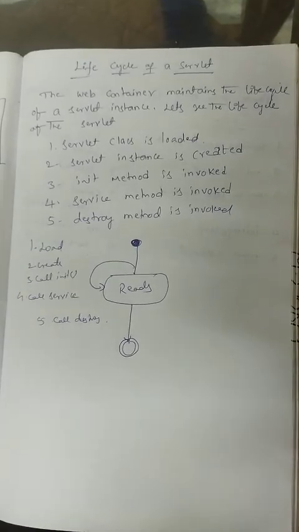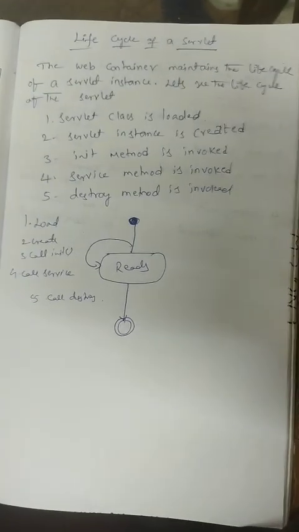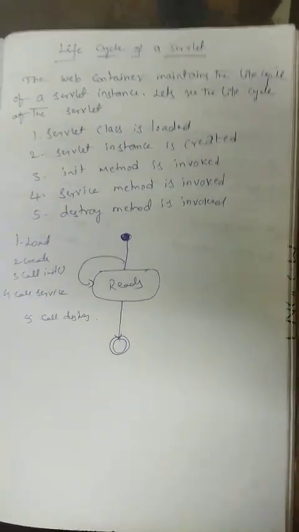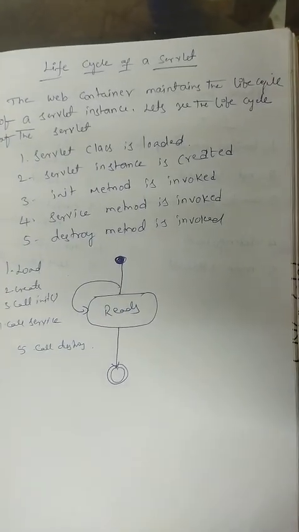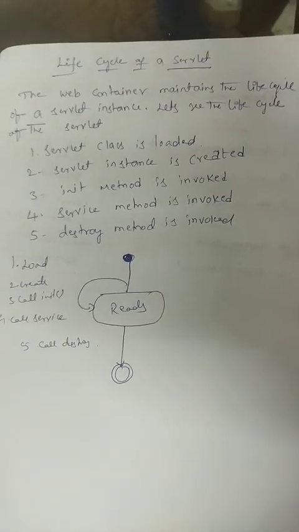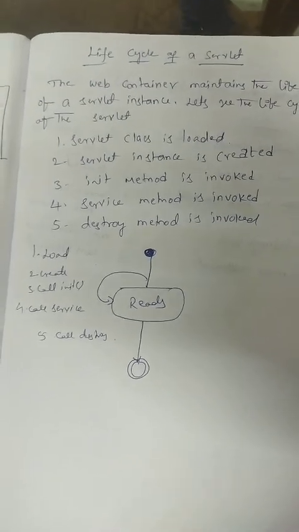Next one is service method is invoked. The web container calls the service method each time when the request for the servlet is received. If servlet is not initialized, it follows the first three steps as described. If servlet is initialized, it calls the service method. Notice that servlet is initialized only once.